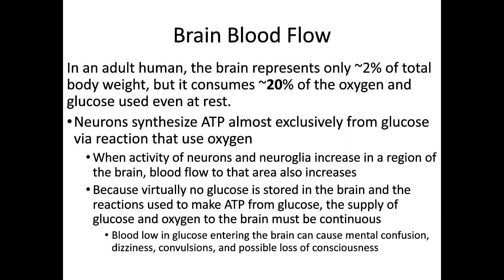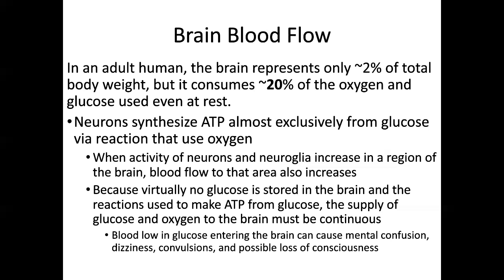Okay? What's cool is doctors and scientists were able to figure out what parts of the brain did what, because if you trace the flow of blood, you're going to essentially be able to follow where it goes in the brain and figure out what that part of the brain does. When activity of neurons and neuroglia increase in a region of the brain, blood flow to that area also increases. So you just follow where the blood goes, and that's what part of the brain does what. Okay? Because virtually no glucose is stored in the brain, and reactions used to make ATP from glucose, the supply of glucose and oxygen in the brain must be continuous.